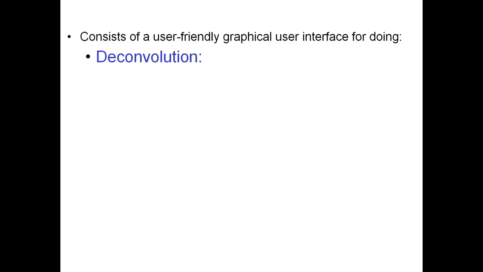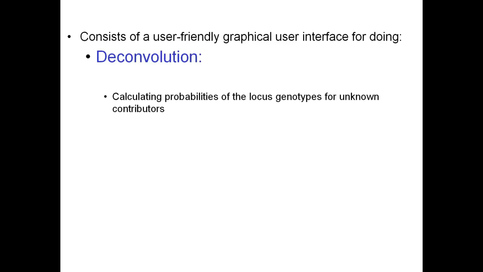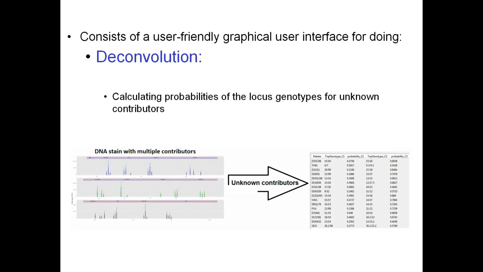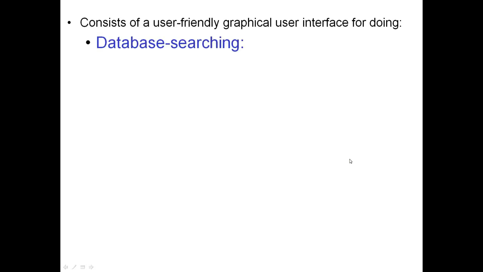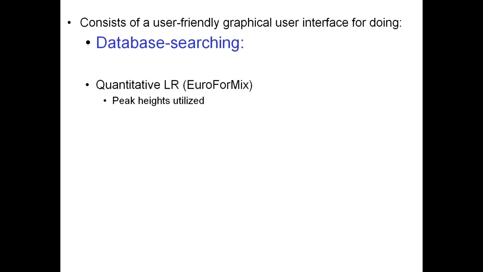It also contains functionality for doing deconvolution. Here, the probabilities of the locus genotypes for the unknown contributors are calculated. So by including an evidence profile, the genotype profiles of the unknown contributors are predicted and given in a table like this with the most likely genotype with the probability, and this is done for each marker and each unknown contributor, C1 and C2.